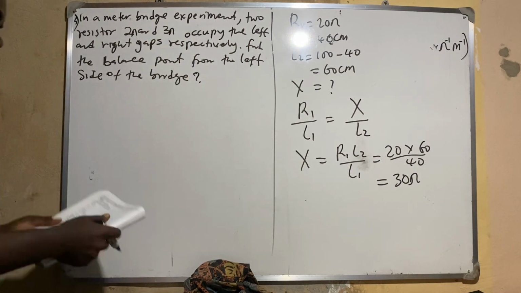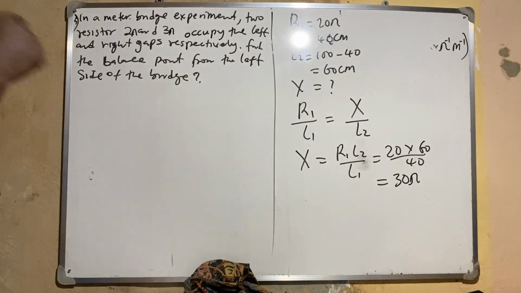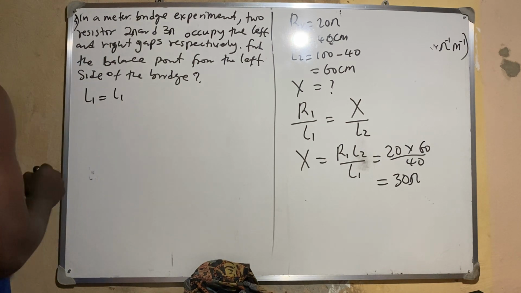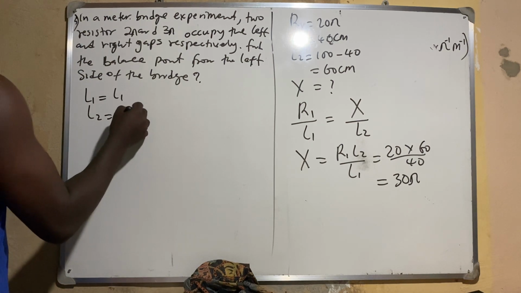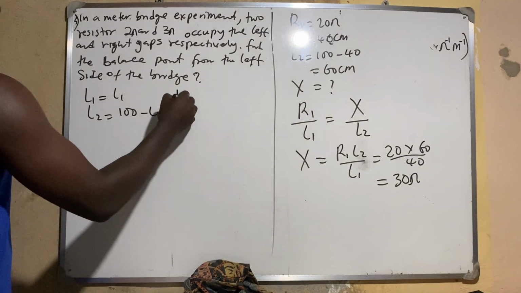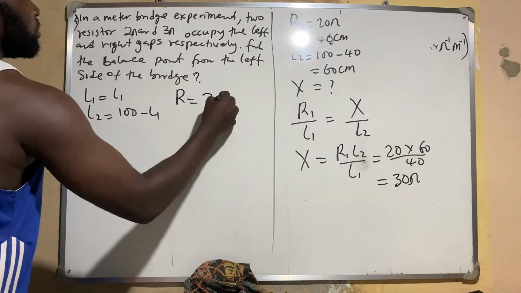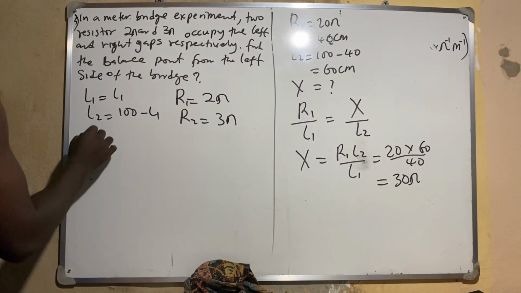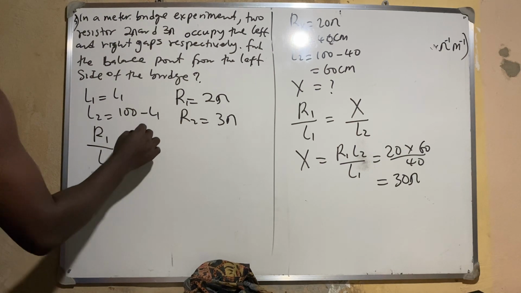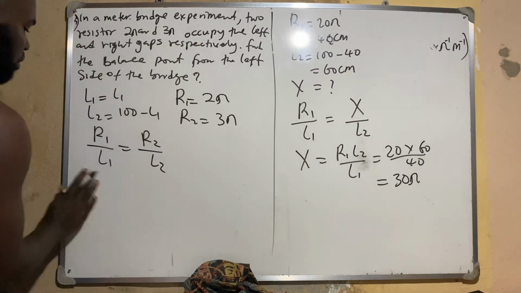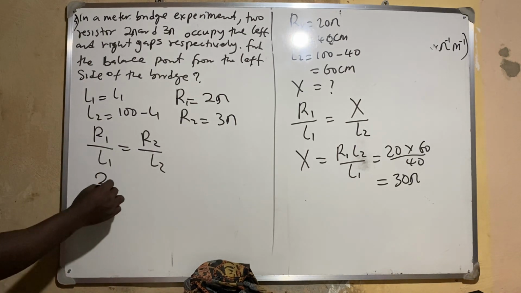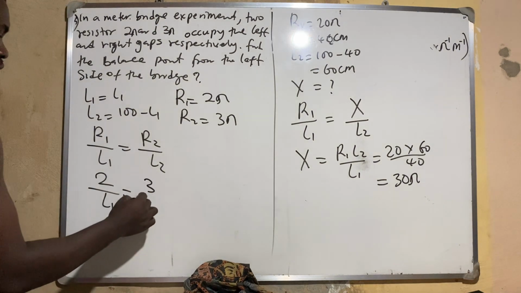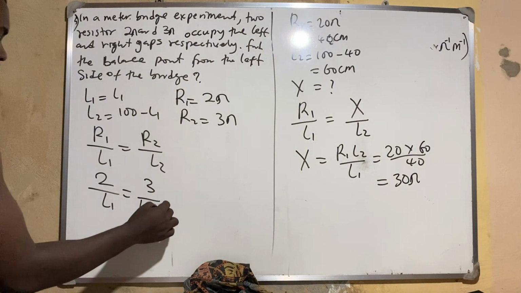Solution. Now this is a very simple question. You will just say that our L1 is equal to, let's just call it L1. Then our L2 is always 100 minus L1. And I have that my R1 is equal to 2 ohms, and my R2 is equal to 3 ohms. I'll tell them that my R1 over L1 is equal to R2 over L2. So my R1 is 2 over L1 is equal to my R2 is 3 over my L2, which is 100 minus L1.